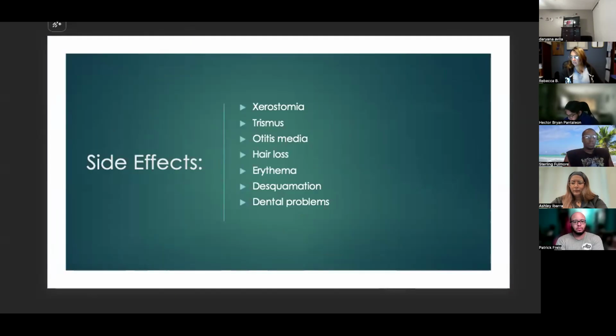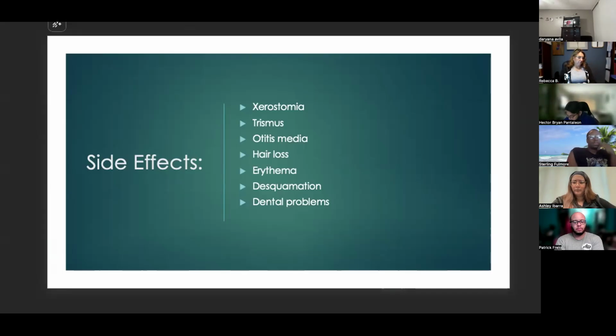Side effects for head and neck and salivary or parotid specifically, but for almost all head and necks, would be erythema, trismus, osteomedia. That's where you have the pain right here in the ear area. Hair loss, erythema, desquamation, and dental problems in the future.